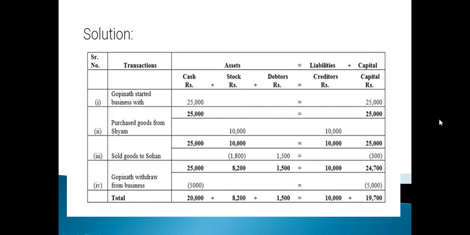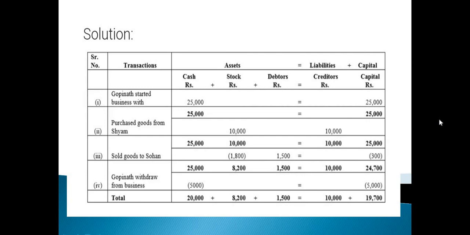Then the third one is goods sold to Sohan. Remember the goods cost rupees 1,800. So from the stock, goods will reduce by 1,800. If you see under the stock column, 10,000 minus 1,800, the remaining stock after selling the goods to Sohan will be 8,200. And since these goods have been sold on credit, it means that Sohan has to pay the business in the future. In that case, Sohan is a debtor of the business. So if you look at the asset side, debtors arise for rupees 1,500.